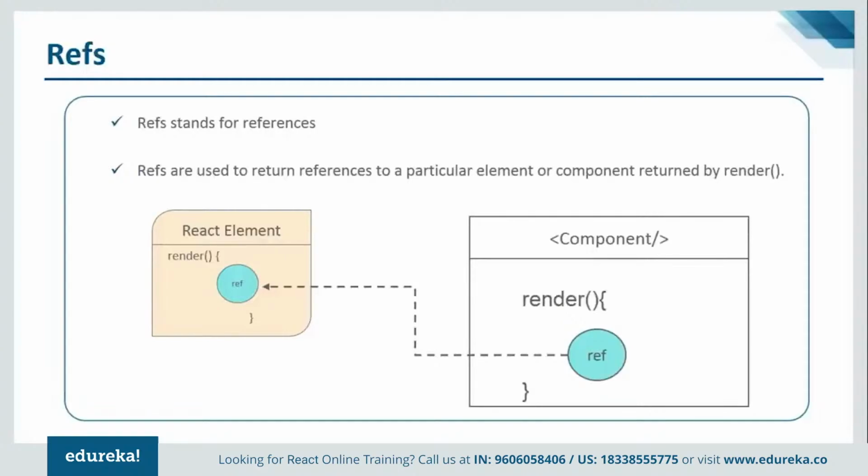Now the ref attribute makes it possible to store a reference to a particular React element or a component returned by its component's render function. This can be valuable when you need to reference it from within another component's render function. As you can see here, one of my render functions is returning one reference which is then used by another component's render function. So let's now see how this works practically.